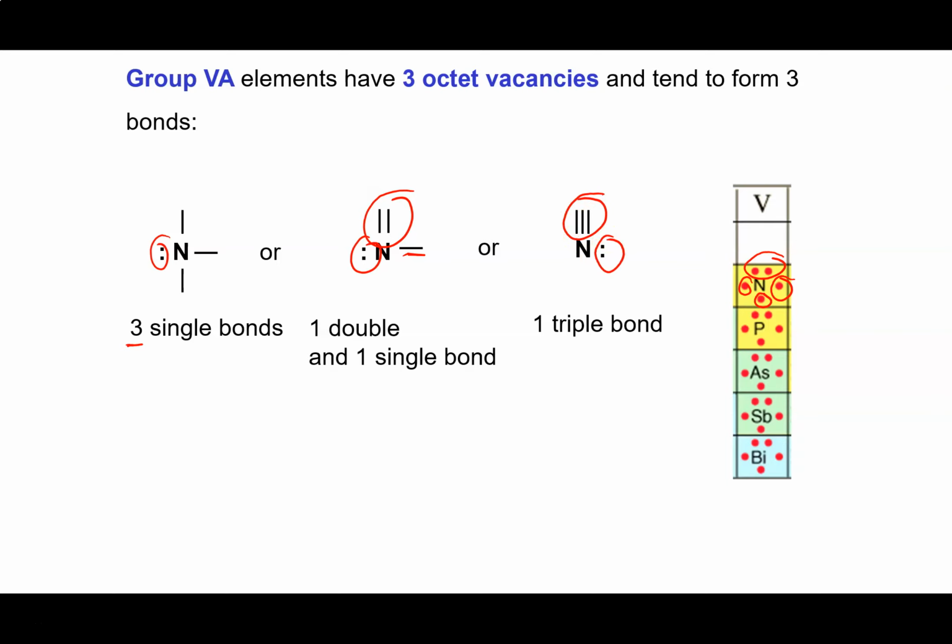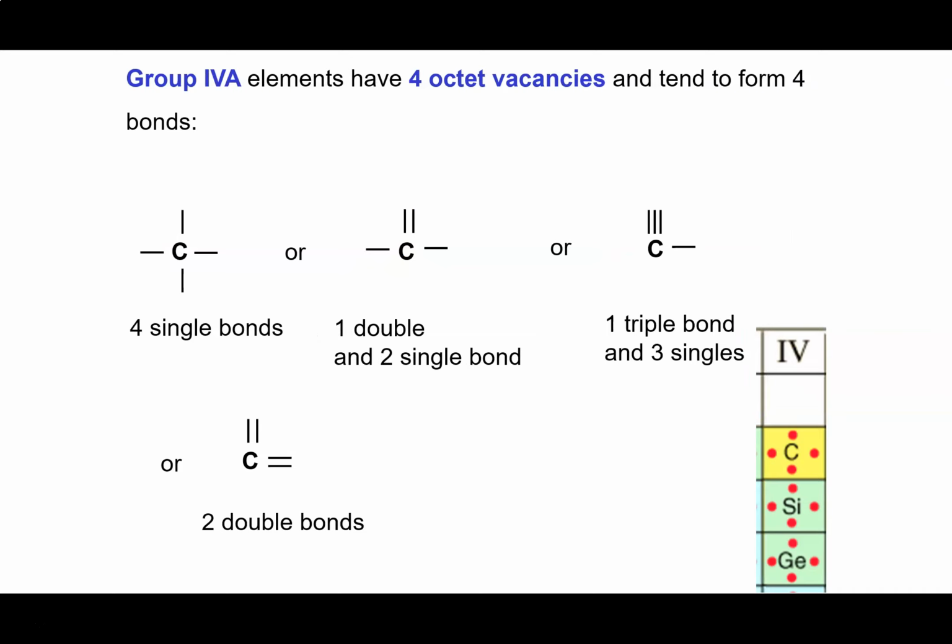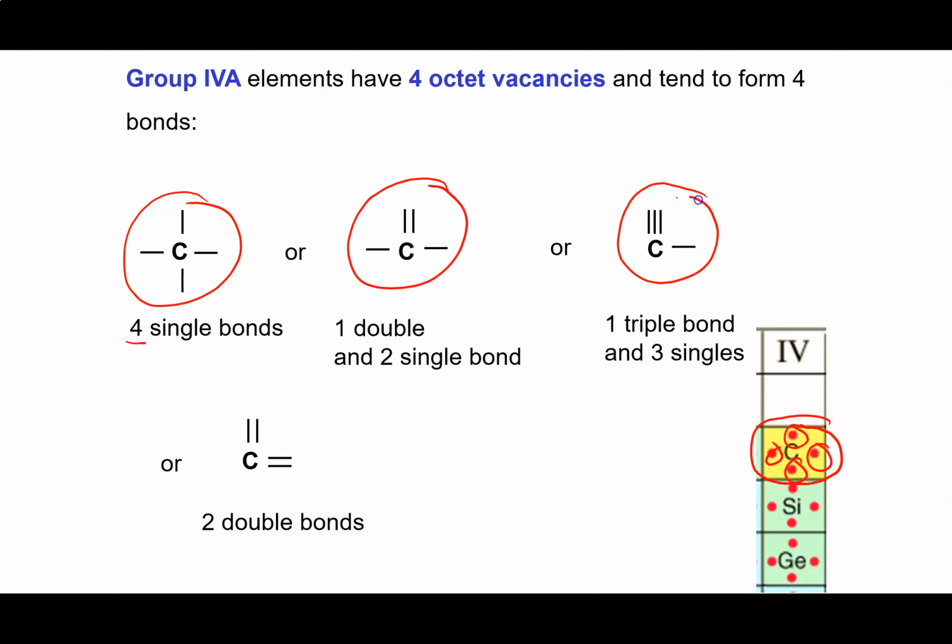Now when we move to group 4A, this is the carbon-containing group, the elements in this group have four octet vacancies. This gives a lot of possibility for different patterns of bonding. We could have four single bonds with no lone pairs. We can have a double bond and two single bonds with no lone pairs. We can have a triple bond and a single bond with no lone pairs. Or we could have two double bonds. So these elements are the most versatile as far as their bonding possibilities are concerned.